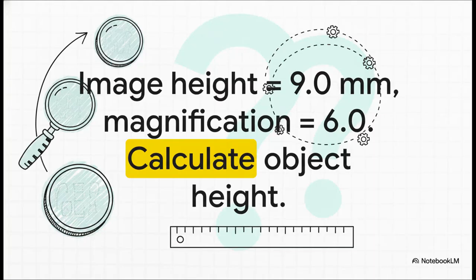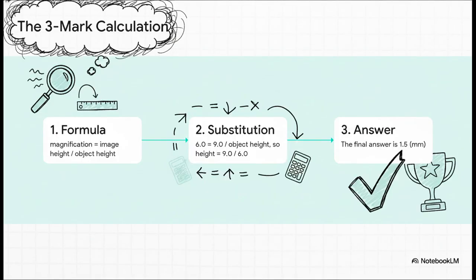So, the question gives us the key info. The image height is 9.0 millimeters, and the magnification is a nice round 6.0. Our job is to work backwards and find the height of the actual object. In this case, the letters on a coin. So, to nail all 3 marks, you've got to lay it out perfectly in 3 steps.